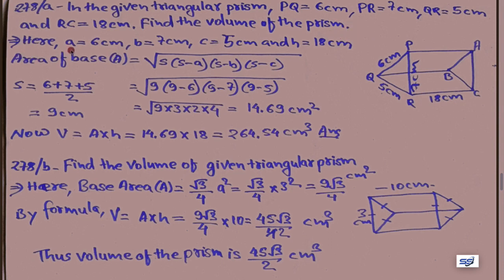Here, a is equal to 6 cm, b is equal to 7 cm, c is equal to 5 cm and h is equal to 18 cm. All things are written from your figure. Base area A is equal to root under s, s minus a, s minus b, s minus c. We know that values of a, b, c are given here already, but the value of s we have to find, that is the semi-perimeter. s is equal to the sum of all sides, a plus b plus c, upon 2.